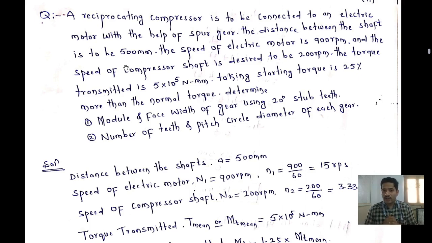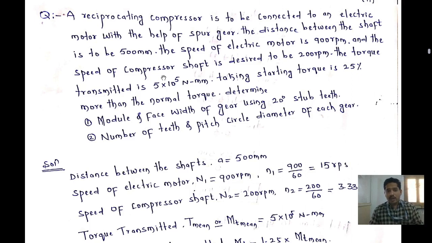The speed of the electric motor is represented by N1 equal to 900 rpm, but we want to convert rpm into rps. To convert revolutions per minute into revolutions per second, you just need to divide by 60. 900 divided by 60 becomes 15 rps. Clear?